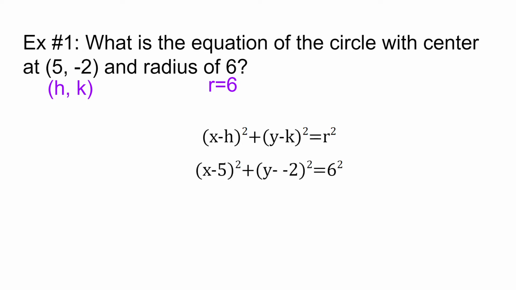We'll plug in the information that we know, be careful with your signs, and then simplify. That's all you have to do for that one. So your answer is (x - 5)² + (y + 2)² = 36.